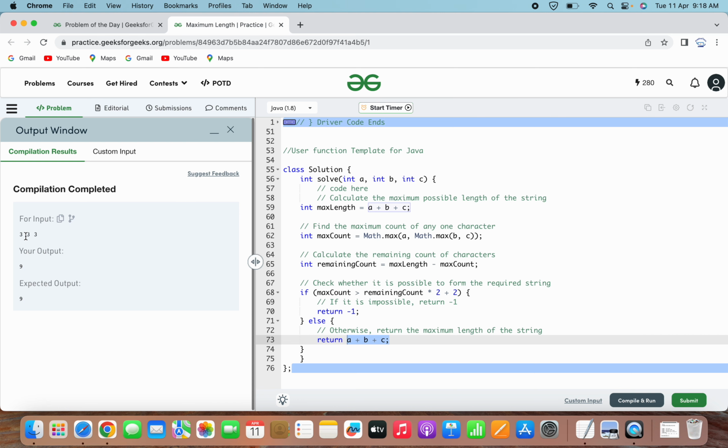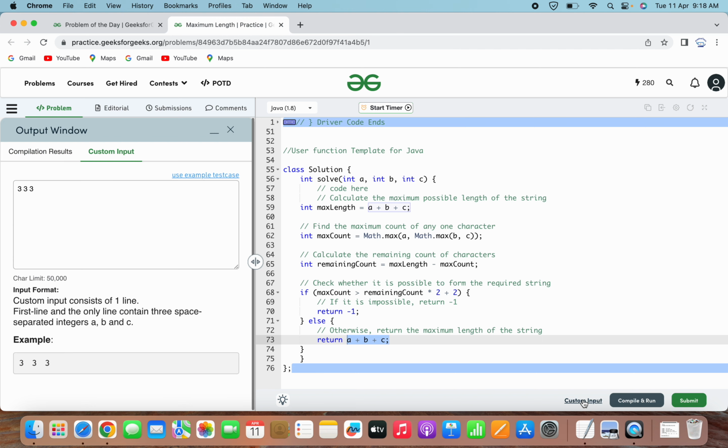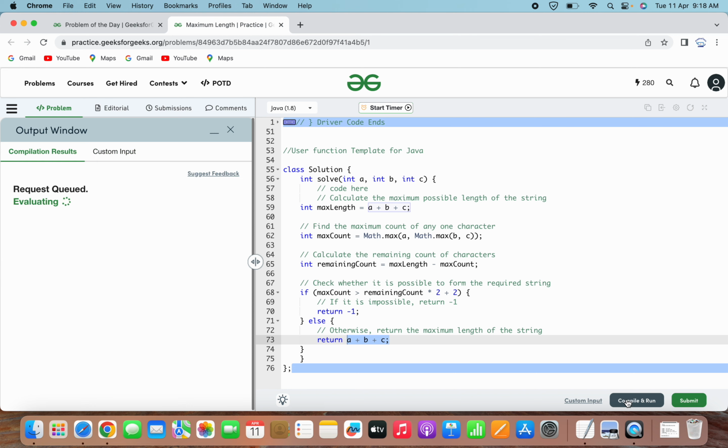So here you can see for the given input, that is 3 3 3, we have got output as 9. Let's try with that example which we have seen. So it was 6, 1 and 1. So it should give 8, because this condition holds false here. That is, maximum count is not greater than remaining count into 2 plus 2. Okay, so see, we have got 8 here. So it has come to the else block and it has returned a plus b plus c.